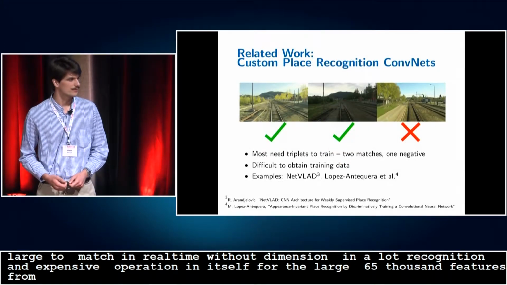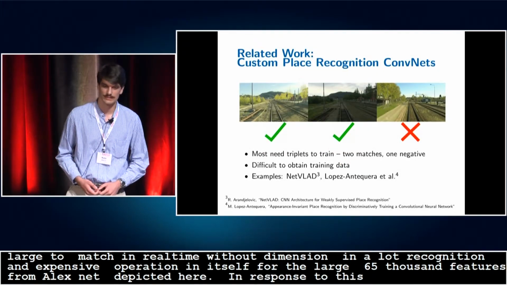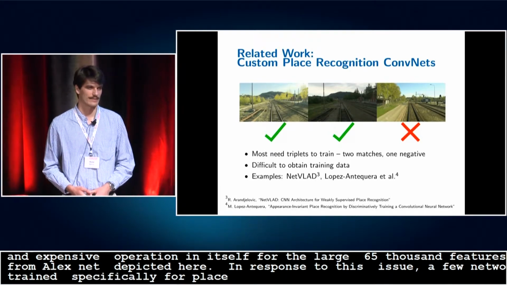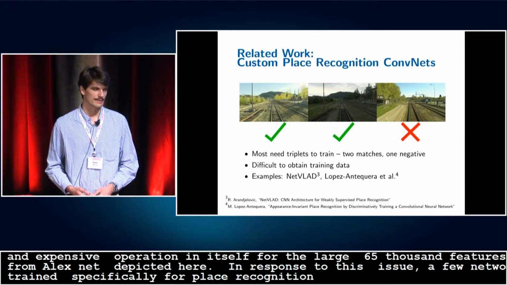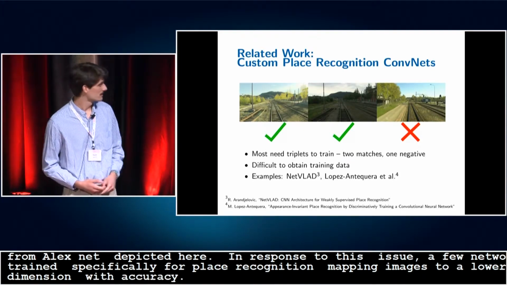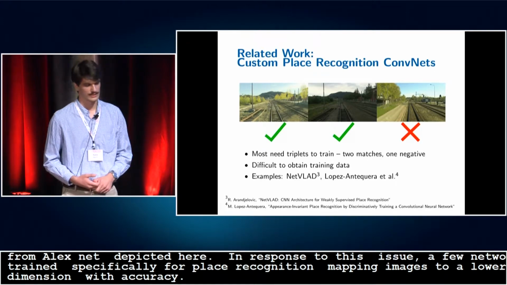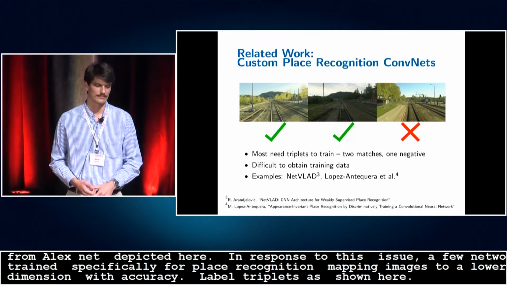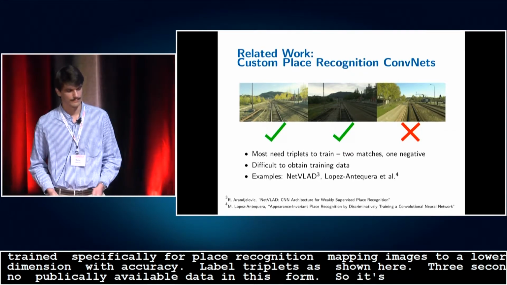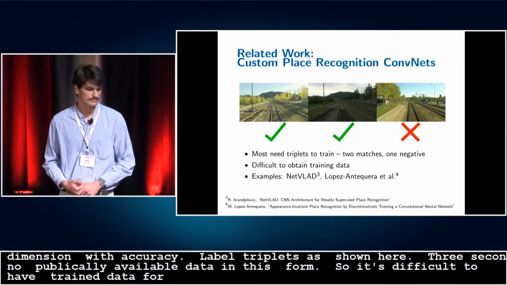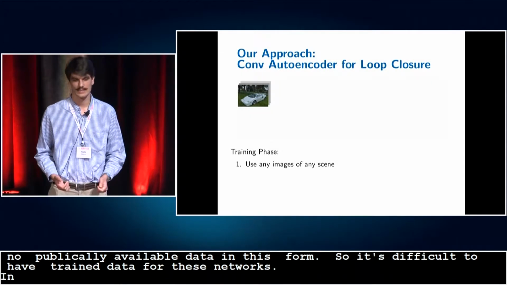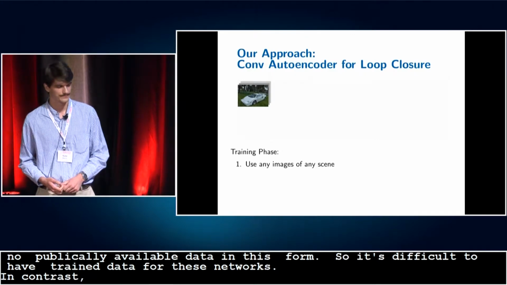In response to this issue, a few recent works have trained networks specifically for place recognition, mapping images to a lower dimension internally with competitive accuracy. Most of these methods rely on supervised learning, with a training data set consisting of labeled triplets as shown here. Unfortunately, there is no publicly available data in this form, so it is difficult to obtain training data for these networks. In contrast, our unsupervised method allows for any images of any scene to be used in training.